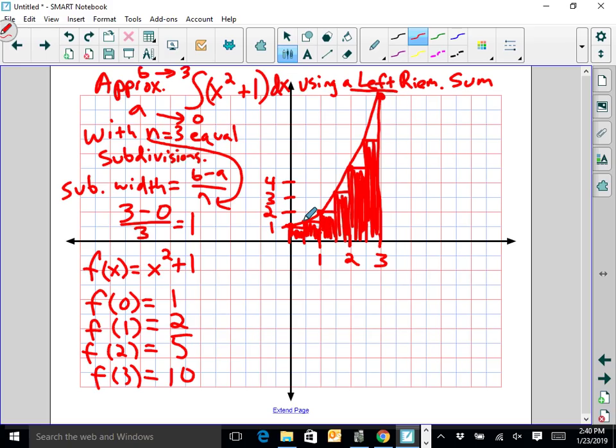That's it for today. We'll work on the kind of laborious task of doing these left Riemann sums from graphs. We'll work on that tomorrow.